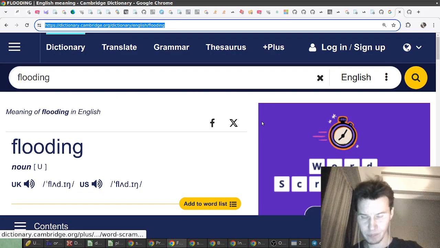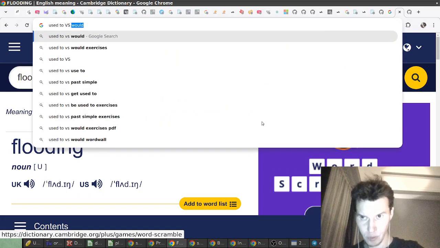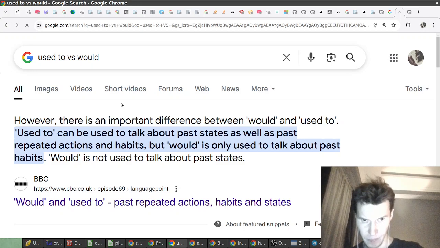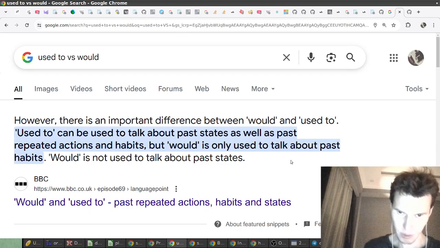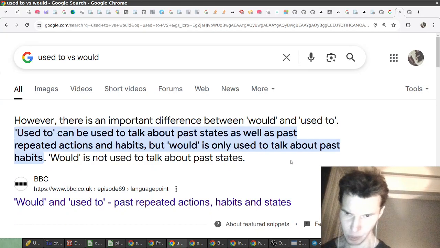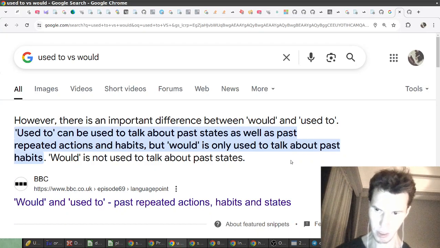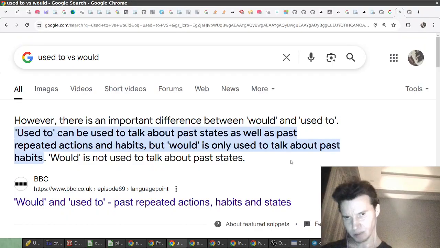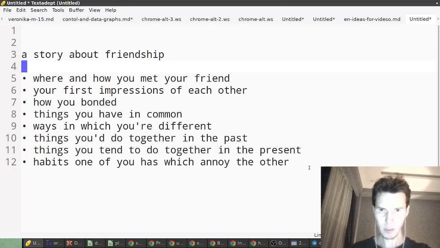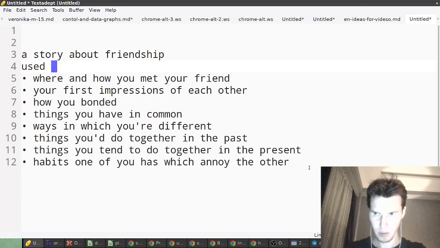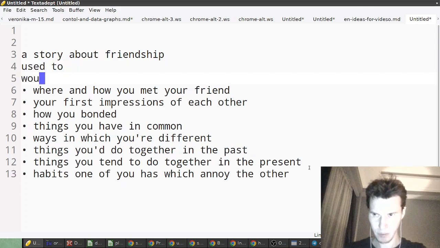Yeah, let me check this. Used to versus would. Used to can be used to talk about past states as well as past repeated actions and habits, but would is only used to talk about past habits, not states. Would is not used to talk about past states. So it's a subtle difference here. Okay, so I need to use used to and would correctly.